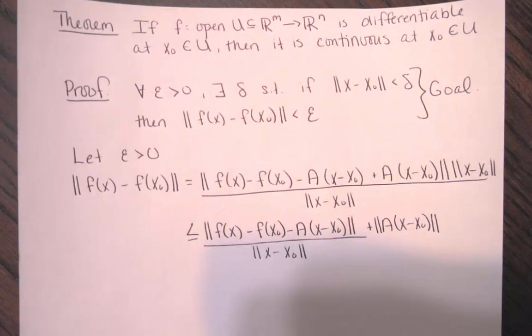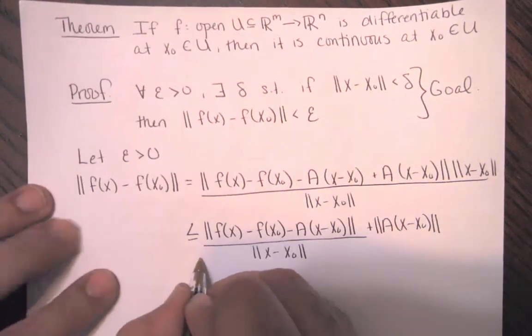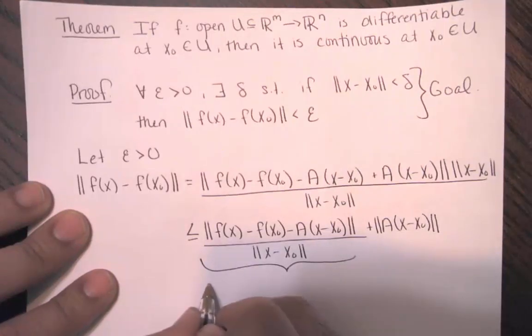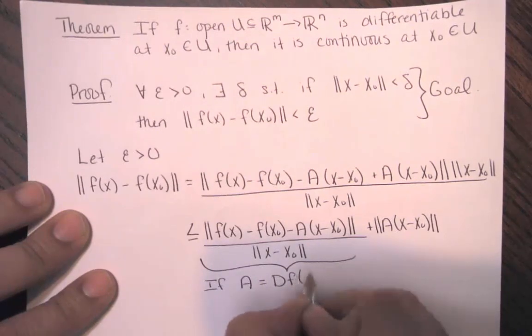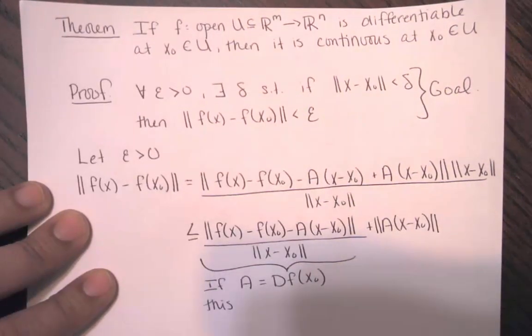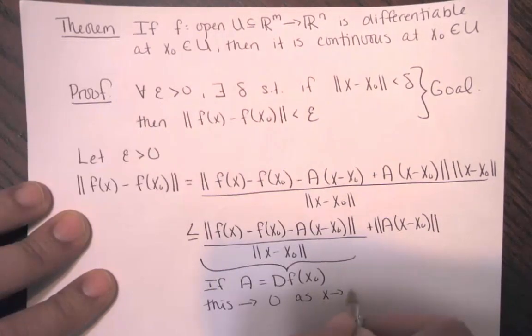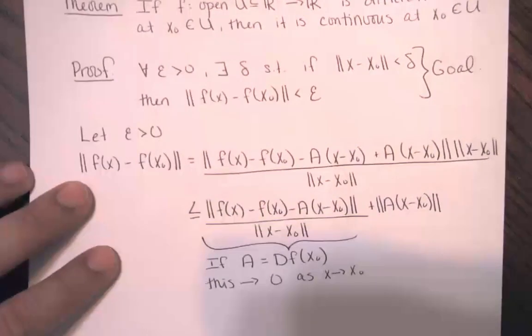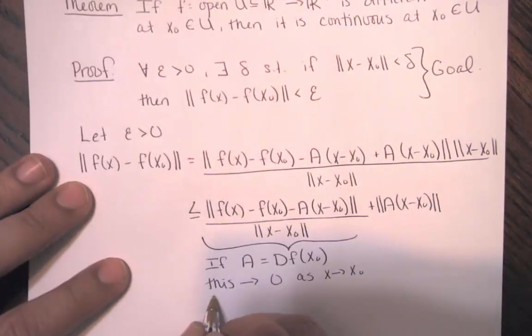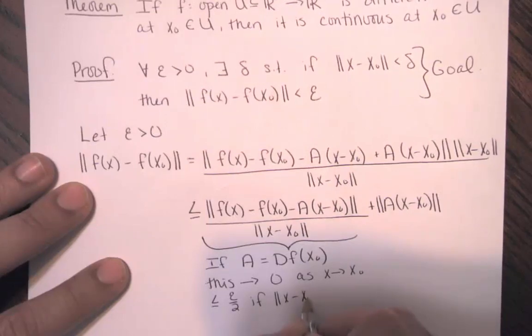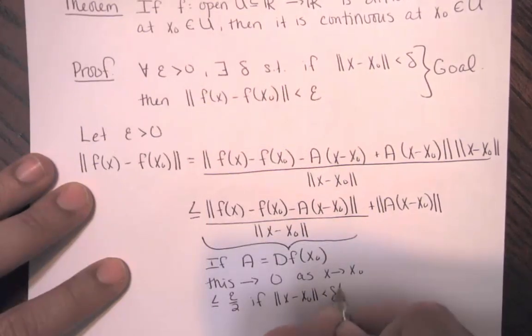And I get this. Now, if a is the derivative at x naught, then this bracketed expression goes to 0 as x goes to x naught. Put another way, it's less than or equal to epsilon over 2 if the norm of x minus x naught is less than some delta.